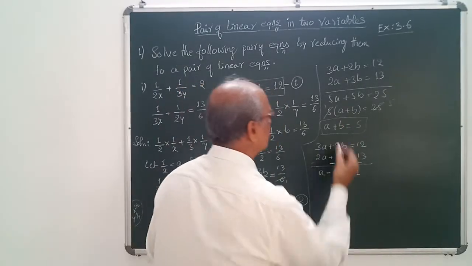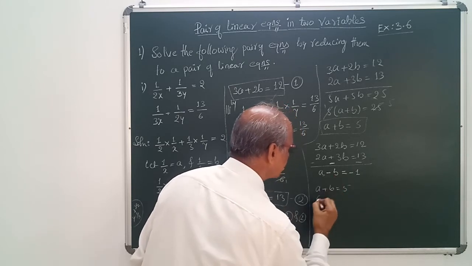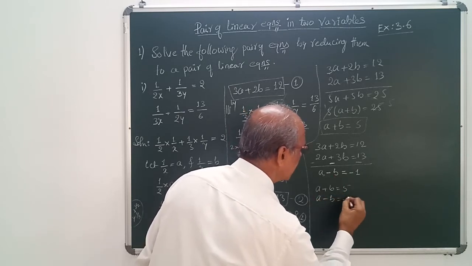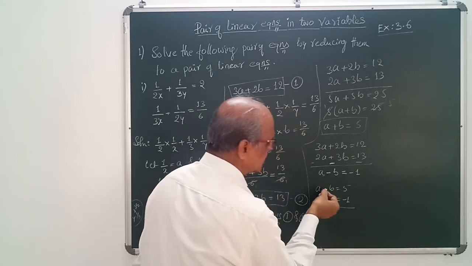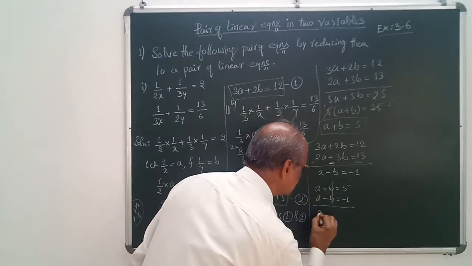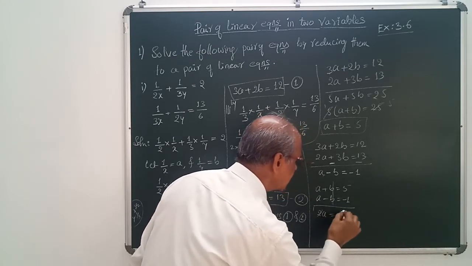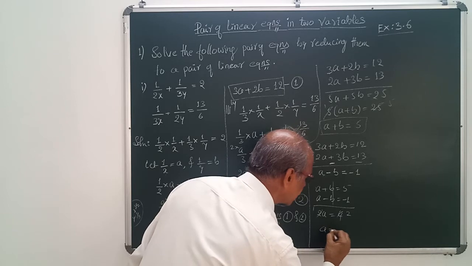Very simple. That means a plus b is equal to 5, a minus b is equal to minus 1. See here, plus b and minus b, straight away you can cancel. Now this is a plus a, 2a is equal to 5 minus 1, which is 4. Again 2 ones are 2, 2 twos are 4. That means your a value is 2.